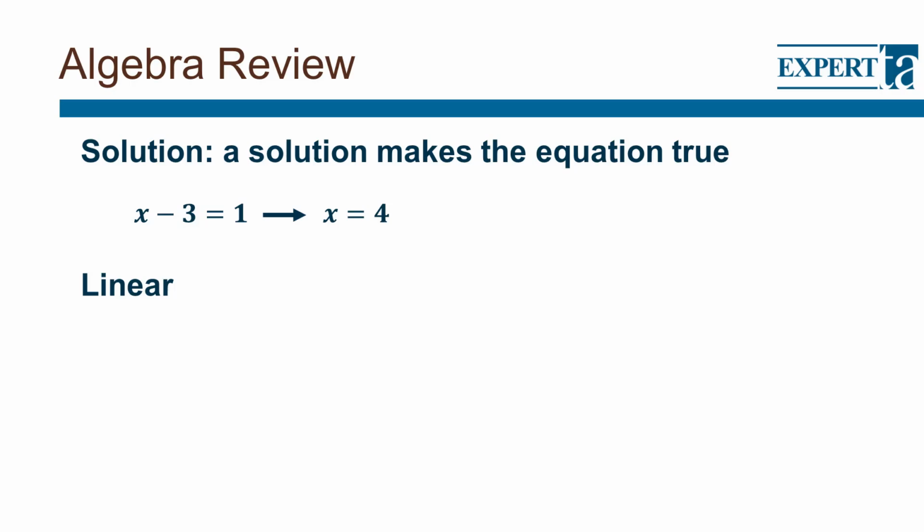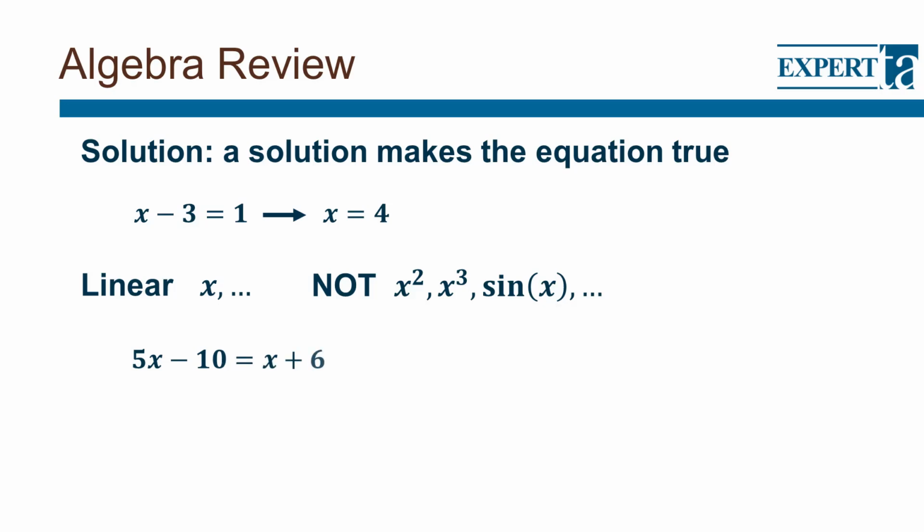Keep in mind that when I say linear, it means things like x, not x squared, x cubed, sine x, or any of these other things. Those are nonlinear equations. We're going to discuss one of them later, but for the moment we want only linear equations. So 5x minus 10 equals x plus 6. To solve this, move all the similar terms onto one side and the numerical terms on the other, and that gets us 4x is equal to 16. Divide by 4, and you get x equals 4 as the solution to this equation.